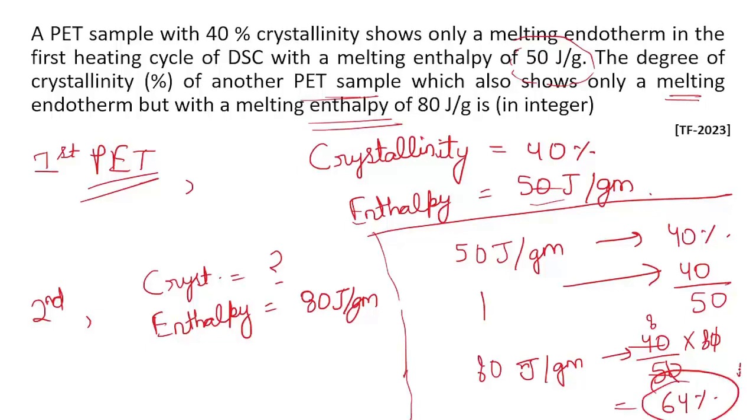Then the crystallinity in percentage is 64%. This is the final answer that we need to calculate. So the crystallinity in percentage of another PET sample, since both are PET, both are of the same quality. If we need to find these things, it can be solved accordingly. So the answer is 64.